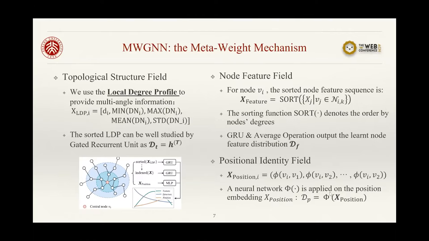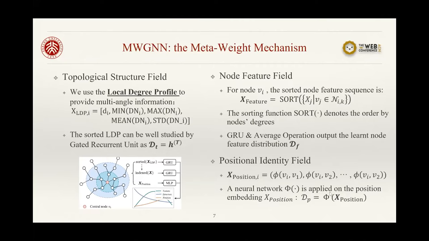In our work, when discussing NLD, we refer to the node patterns in topological structure, node feature, and positional identity fields. Topological structure and node feature are widely used in the learning of node representations, and the positional identity aims to improve the expressive power of GNNs beyond the first Weisfeiler-Lehman test, which means empowering GNNs with the ability to detect more complicated graph structures.